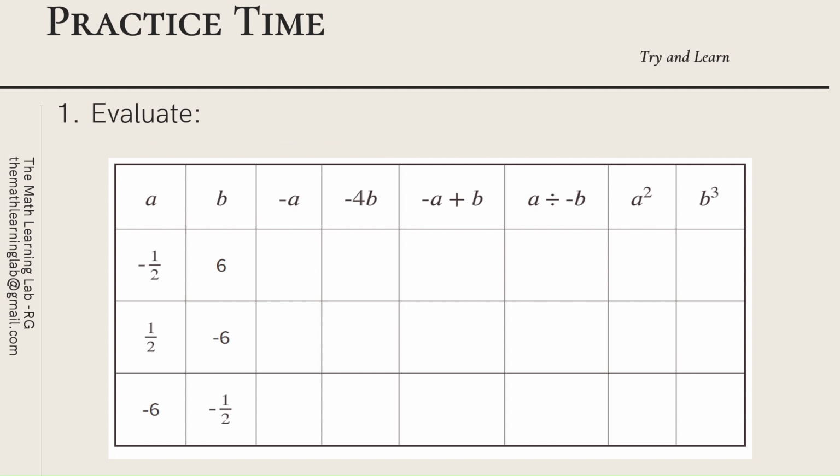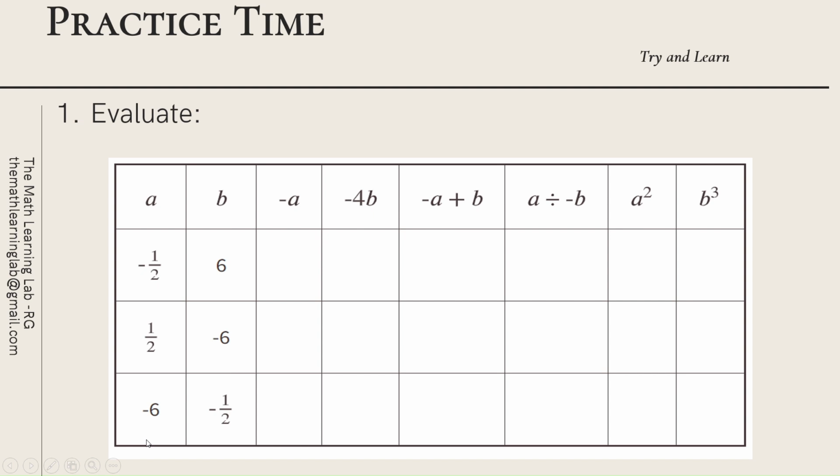Here are a few more examples to do. Let me explain what this table means. A value of A is given to you, and a value of B is given to you. What will be minus A, or you can think of it as the opposite of A? For example, here minus half, then the opposite of minus half would be positive half. The opposite of half would be minus half.